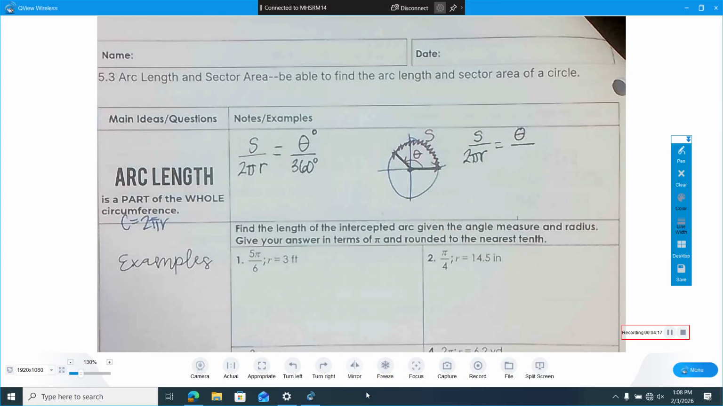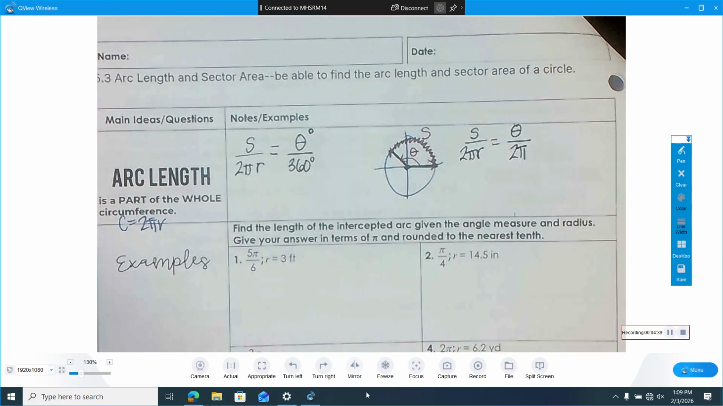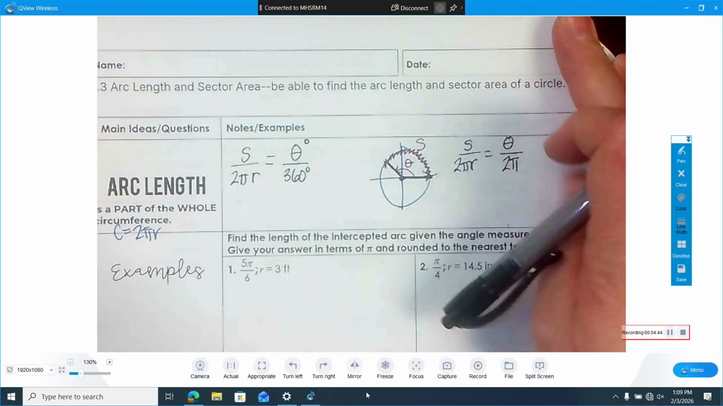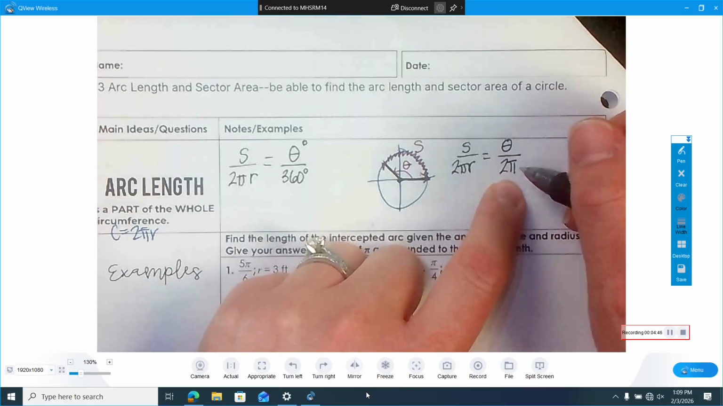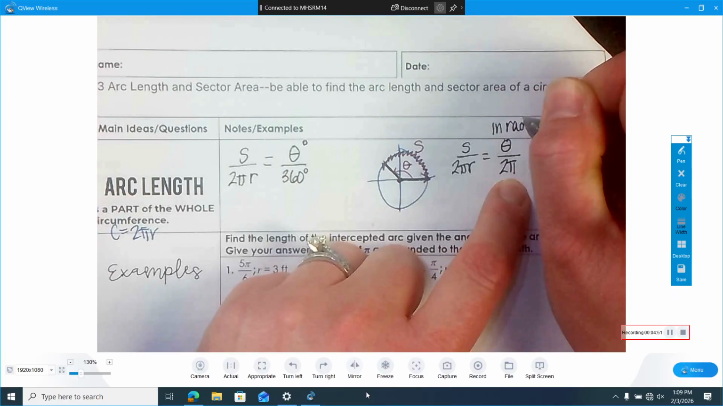6.28. If 1 pi is the top half, the other half would be the second pi. So how many pi's? 2 pi, yeah. And 2 pi is 6.28. Okay. 2 times 3.14. Okay. And so this is when we're in radians, and that's very important.